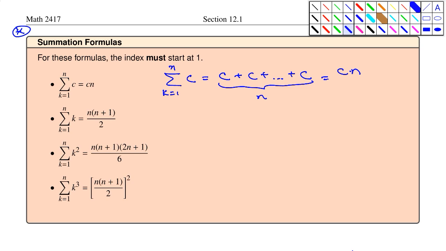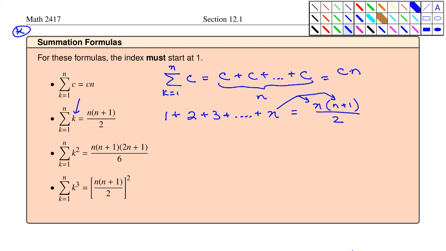The second one says the sum as k goes from 1 to n of k is equal to n times n plus 1 over 2. So what you're looking for here is the index variable being raised to the first power. These sequences are basically 1 plus 2 plus 3 plus 4 all the way up to n. And this one is equal to n times n plus 1 over 2. So n is the last term, and then you multiply it by the next number, n plus 1, and divide it by 2.